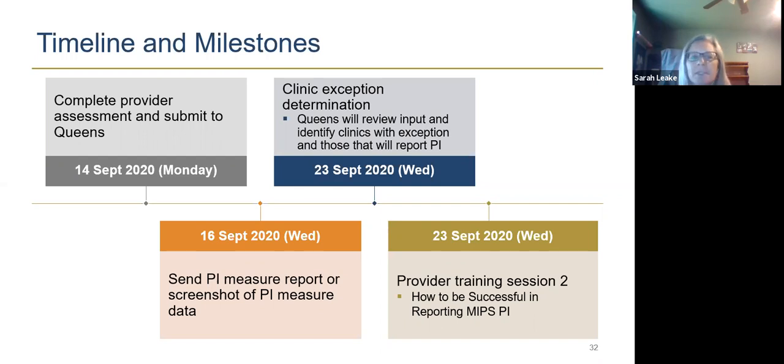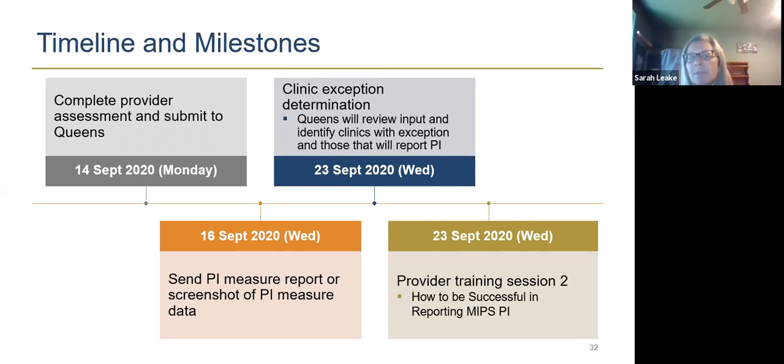On September 16th, next Wednesday, the Queens MSSP staff has requested that you send the screenshot of your promoting interoperability report. Hopefully you can find where that report is and run a screenshot of that. This will be reviewed to identify clinics and/or providers that are to continue activities for reporting those PI measures.